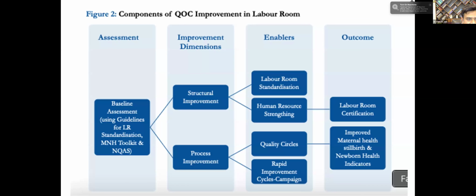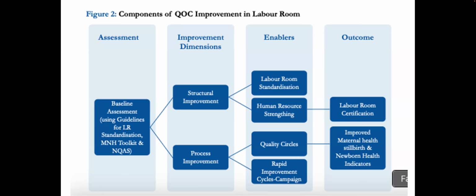If you look at the components, there is an assessment component where a baseline assessment is done for the labor room, standardization, the MNH toolkit, and NQAS. Once you are posted in one of these district hospitals, you will be given the whole responsibility to get this assessment done, because you will be a qualified neonatologist when you go there. So you should know how the MNH toolkits should be used. Then you look majorly at two domains: structural improvement and process improvement.